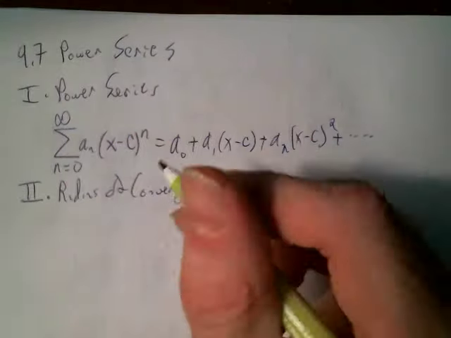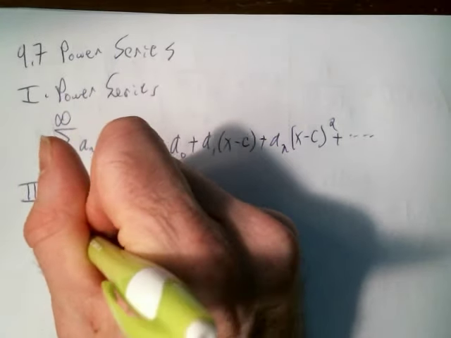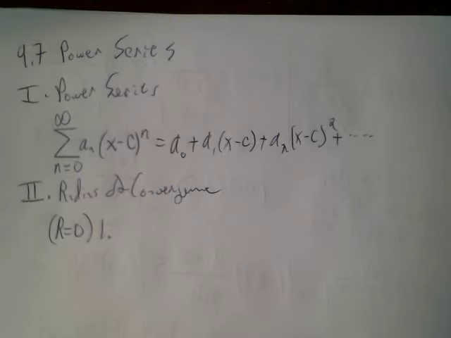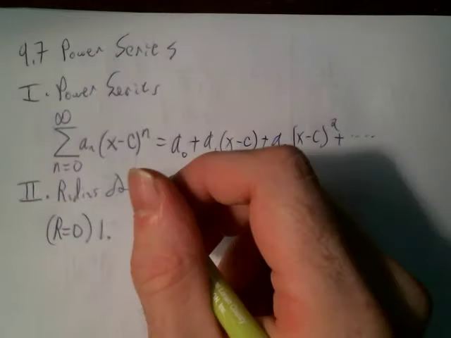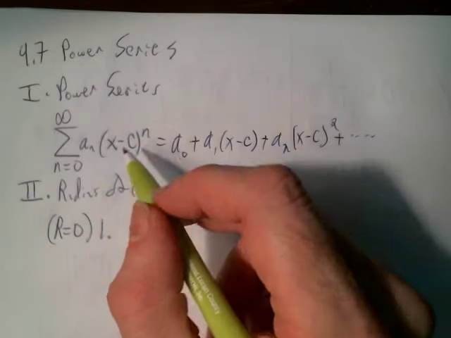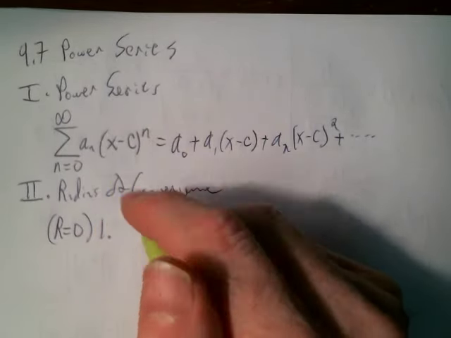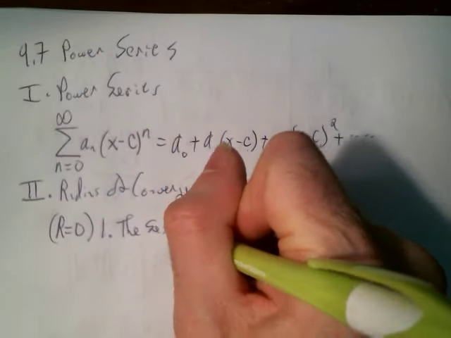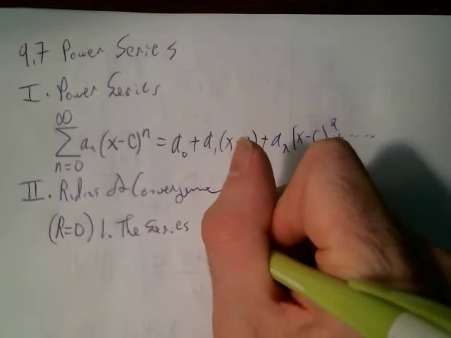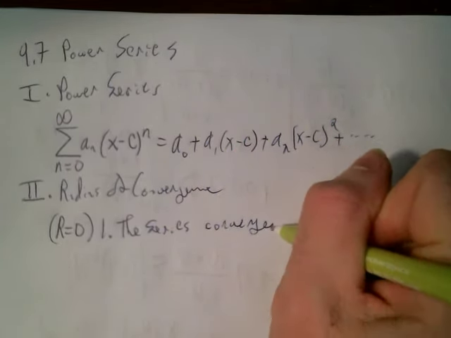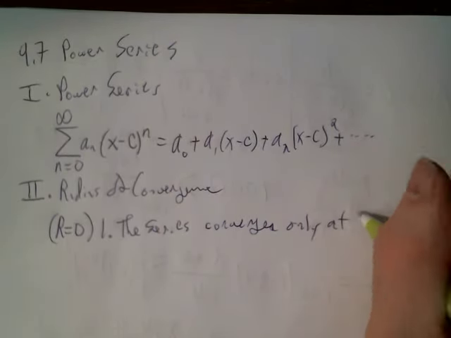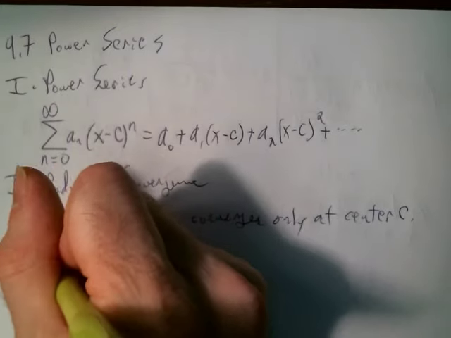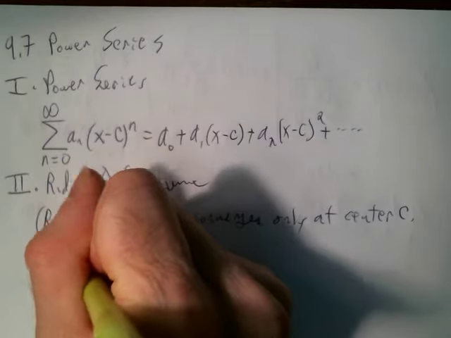And there's going to be three types. First, the radius of convergence is 0. In other words, it only converges when we're at the center, where the point C actually coincides with x. So I'll just say this: the series converges only at the center, x equals c.